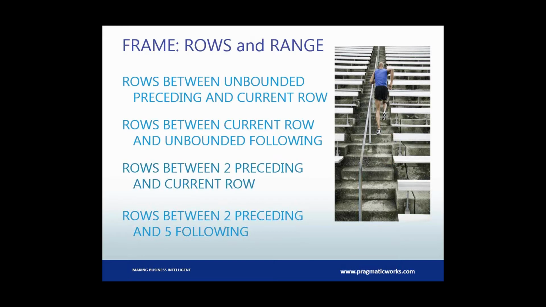Here's another example. Rows between two preceding and 5 following. So that's the rows 2 behind me, my current row, and the 5 ahead of me. Hopefully I counted those right. So hopefully this graphic helps you understand what these phrases mean.